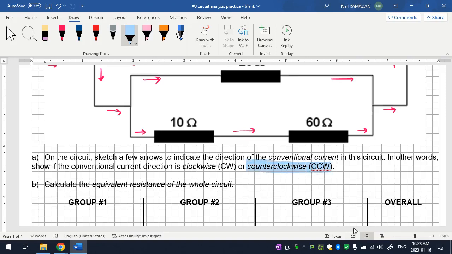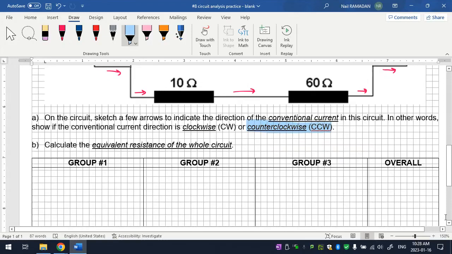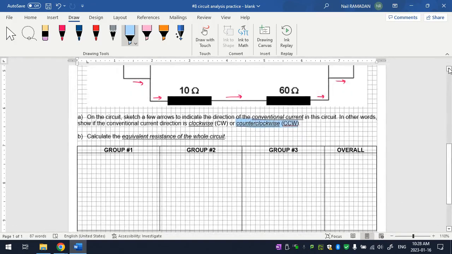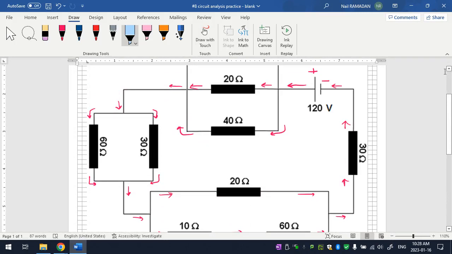Question B, calculate the equivalent resistance. You have to assume that you compressed the entire circuit to one single resistor. Okay? Let's put the groups. How many groups do I have in this circuit? All right, let's see. I guess I have my big group here, right?